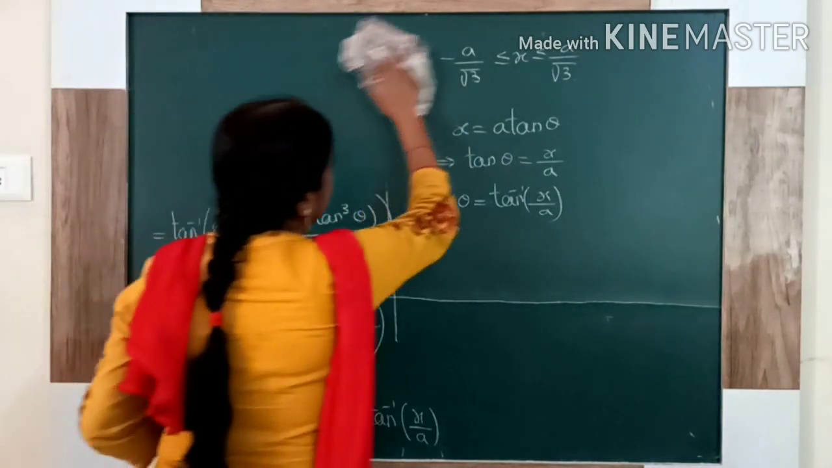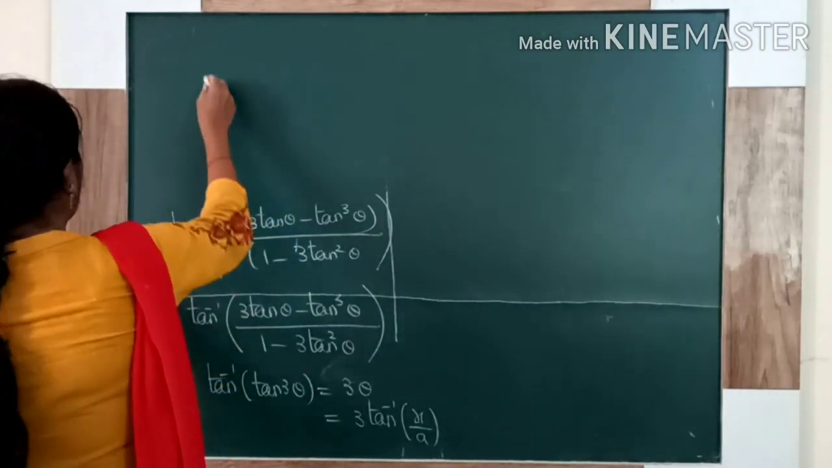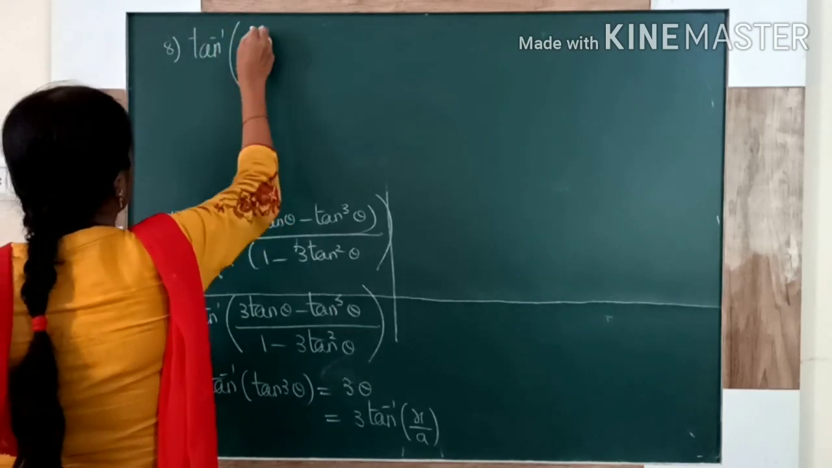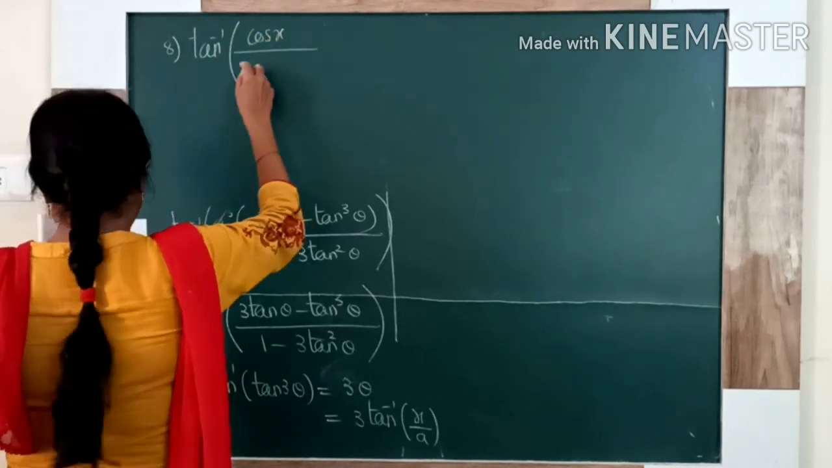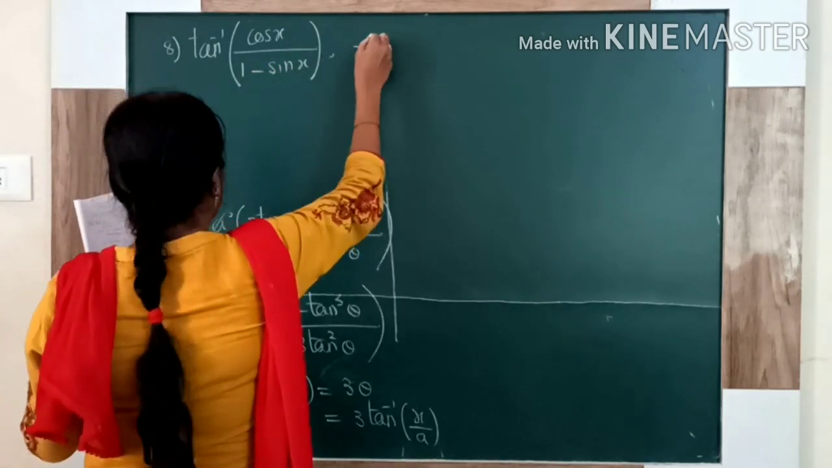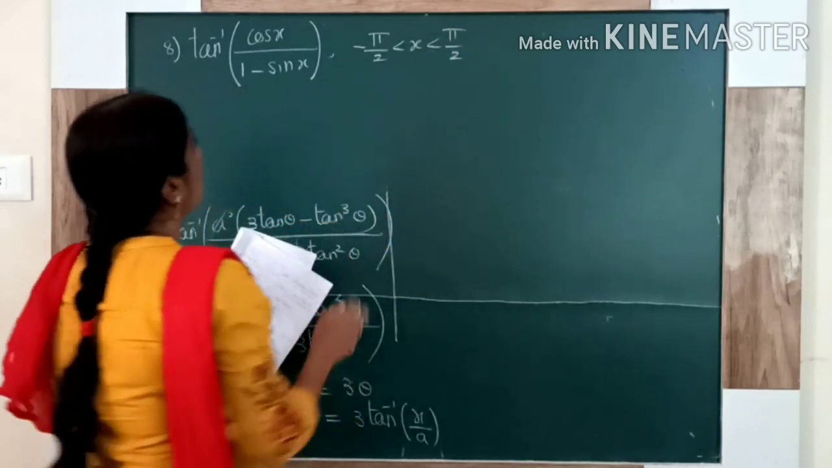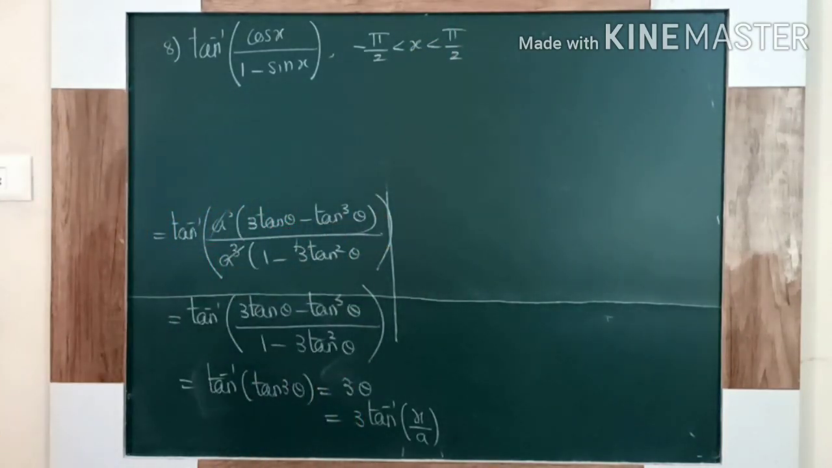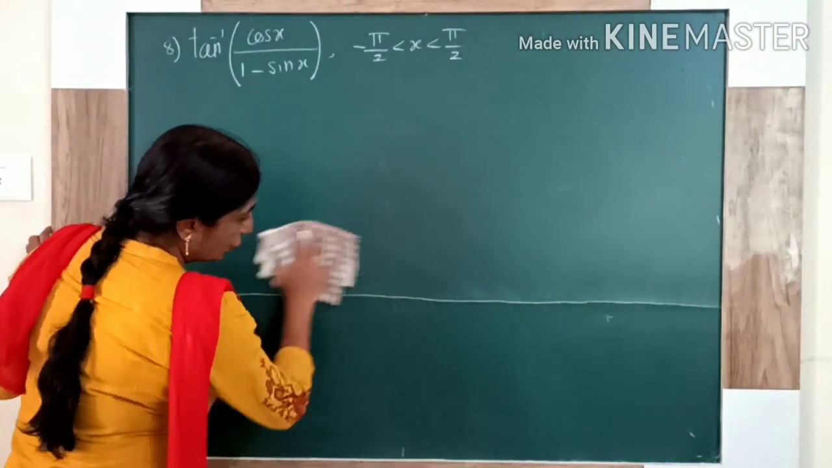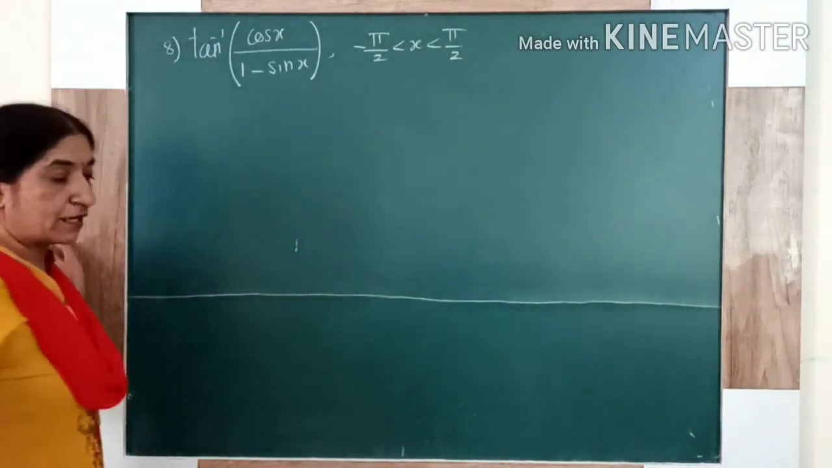Next example. Tan inverse of cos x upon 1 minus sin x. See, students, here there is no need to substitute because they are already in the form of cos and sin. Our question is how to convert this cos and sin into the form of tan.